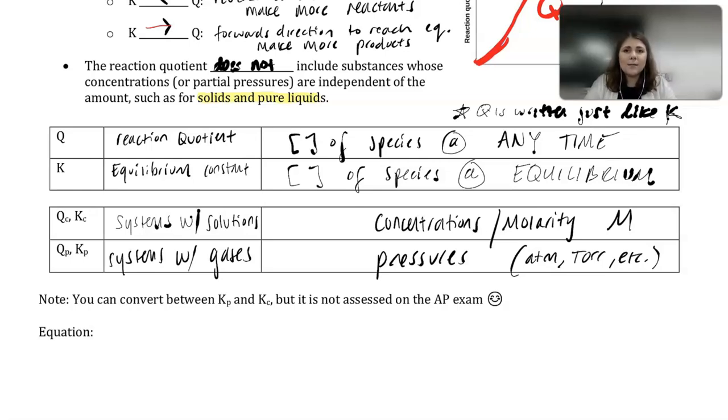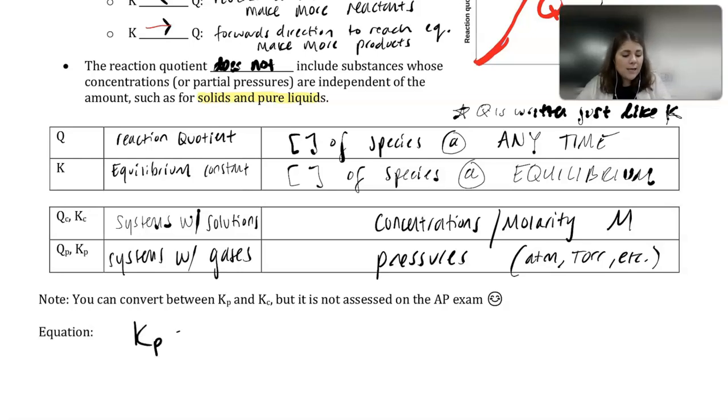Now, one thing I do want to note, because this is very important information, it's not assessed on the AP exam, but I remember using it a lot in college, and it's very good to know. There is an equation to convert between Kp and Kc. Because remember, in Kc, you can put gases in there, because gas is talking about the amount of moles per that volume. So it's not necessarily just solutions. Solutions being aqueous, it also can use gases in Kc, Qc, whatever.